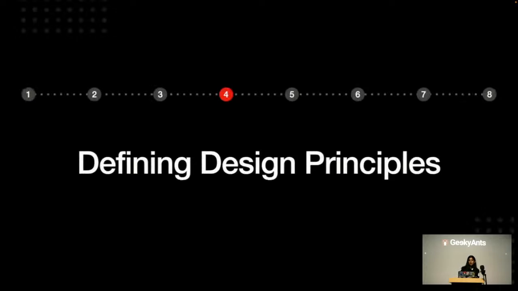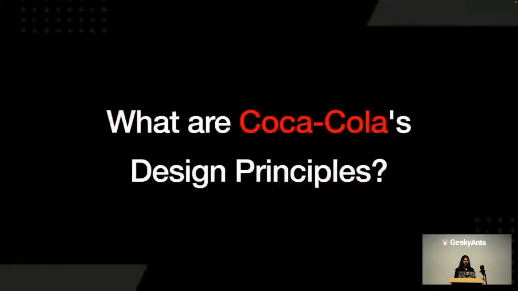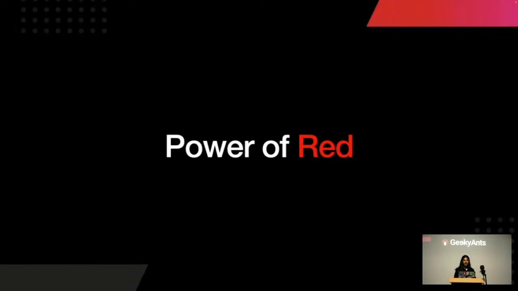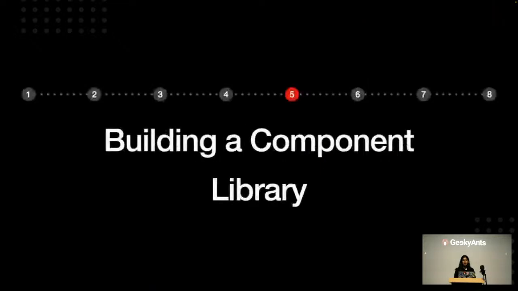Next is defining design principles. We are done with the analyzing part. Now we are defining things. Decide design-related principles such as brand identity and values that are depicted using designs. A good way is to use a mood board and start jotting down things. So what are Coca-Cola's design principles? If we build a design system for Coca-Cola, design principles can be real, bold, the power of red, and familiar yet surprising. Now the next step is building a component library, which most developers can connect to.